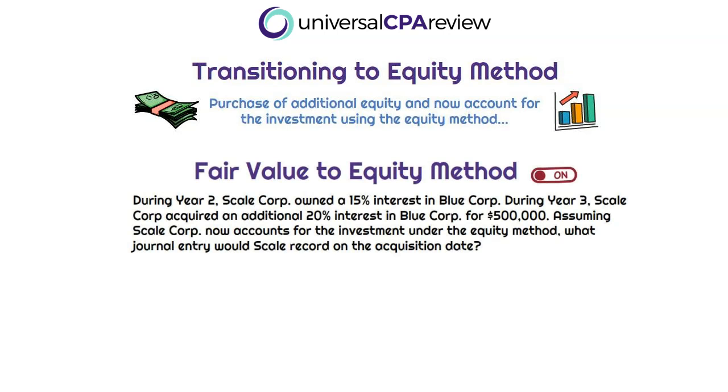So our example says that during year 2, Scale Corp owned a 15% interest in Blue Corp. Things went well, and during year 3, they decided to acquire an additional 20% interest in Blue Corp for $500,000. So obviously 15% plus 20%, that means they now own 35%. Based on that rule of thumb, which is 20%, we're now going to use the equity method, and the question tells us that. They're now going to account for this investment under the equity method.